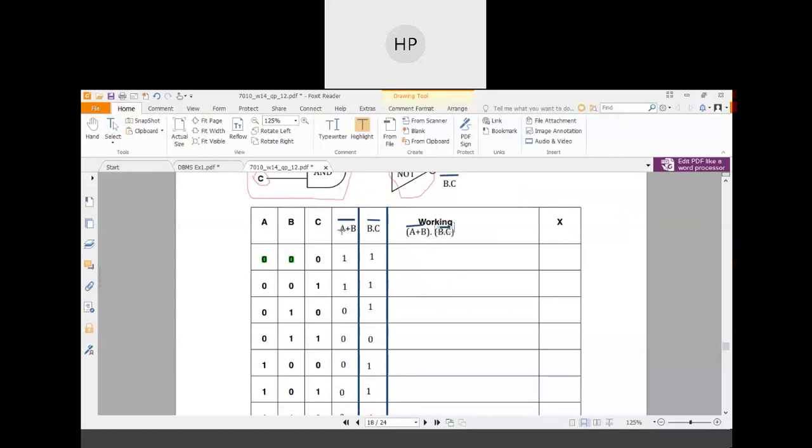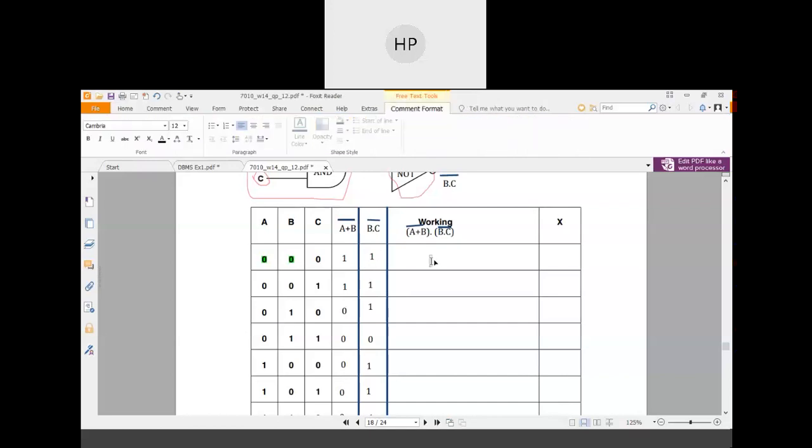Now, how do you get the values for these two? We have already found out the values for these two. A plus B bar is there. B dot C bar is already there. Okay, let's find out. A plus B bar 1, B dot C bar 1. 1 times 1 is 1. Wait, there's no inversion there. Just 1. Okay. Right. Next row.